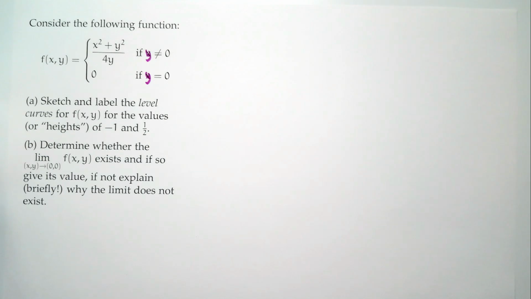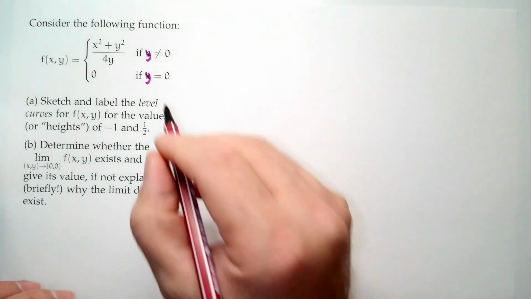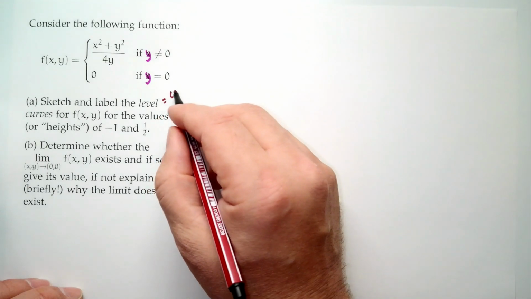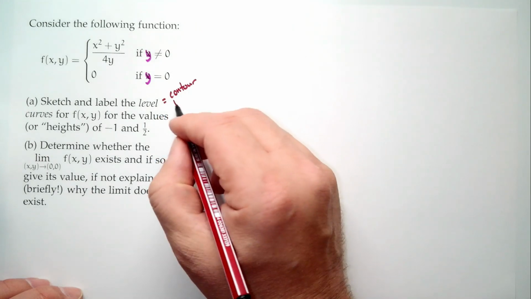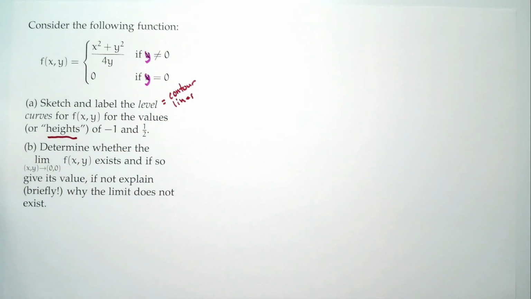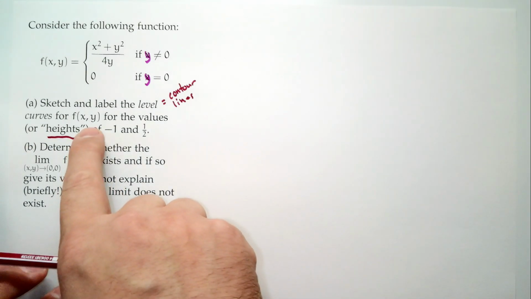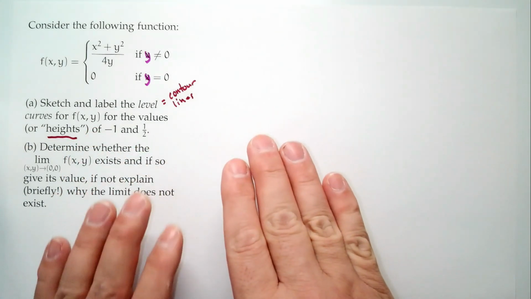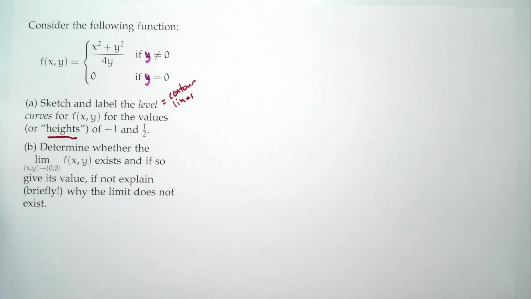So sketch and label the level curves for f of xy for the values, or if you like, the heights of -1 and 1/2. What does that mean? Well, level curves, that's also what we call the contour lines. And so the heights here are referring to the output. So we can think of our function as being in 3D. So x and y is our location in the plane, and the output, that's our height.